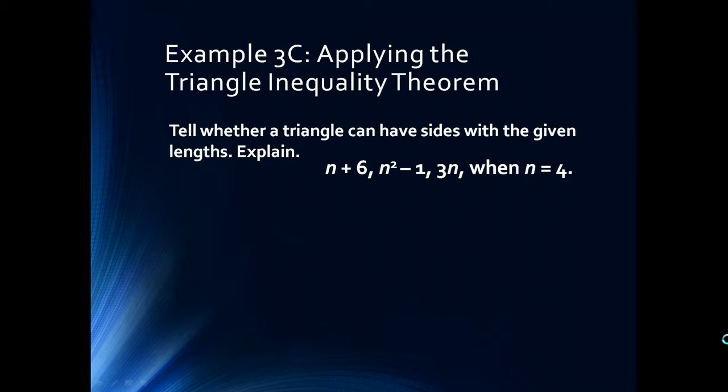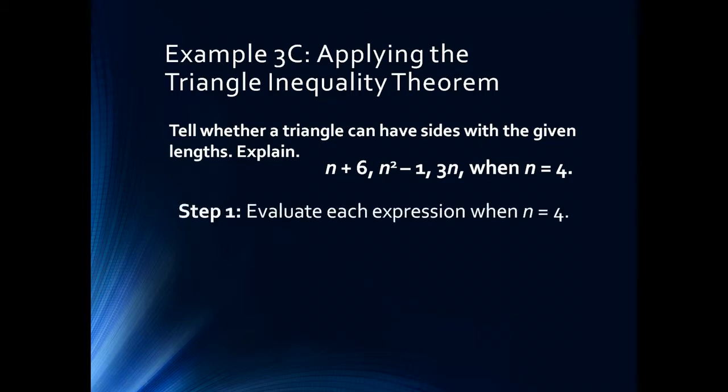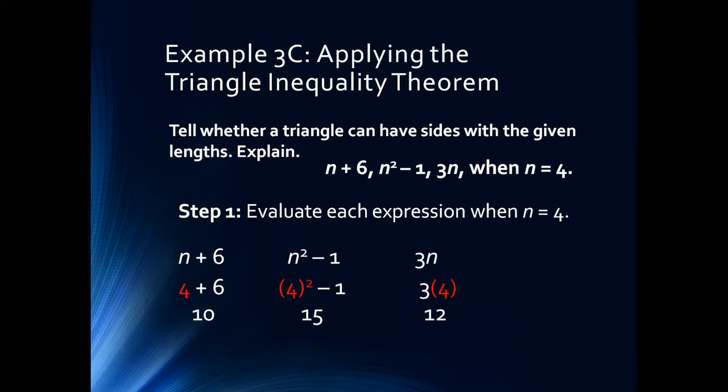Let's apply the triangle inequality theorem when we have expressions and when we know the variable value. We have n plus 6, n squared minus 1, and 3n when n is 4. So we need to plug in 4 and try these out. n plus 6 is 4 plus 6, which is 10. n squared minus 1 would be 15. 3n is 3 times 4, which is 12.